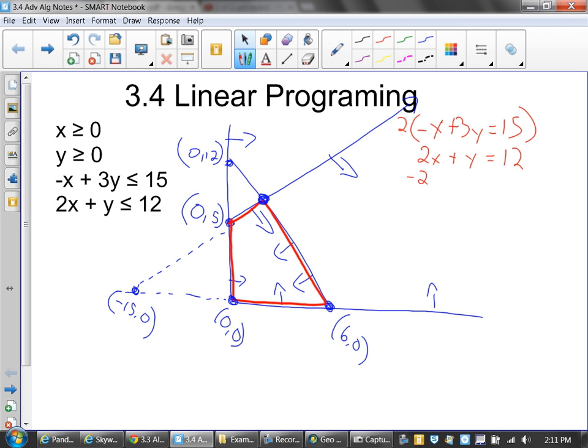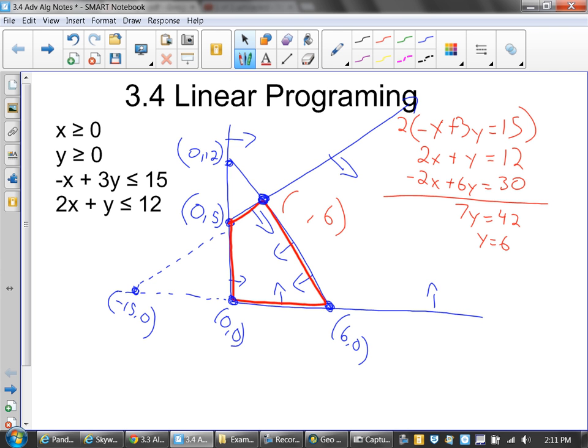So I get negative 2x plus 6y is 30. So then when you have the same coefficient, opposite sign, how do you get rid of them? Good. 7y is 42. y equals 6. So I know the ordered pair is going to be something, comma 6. Correct.